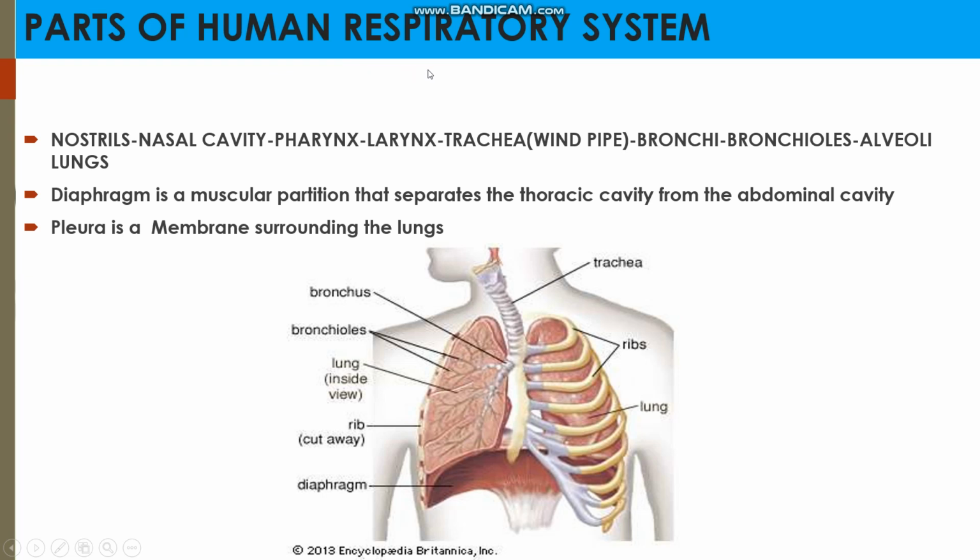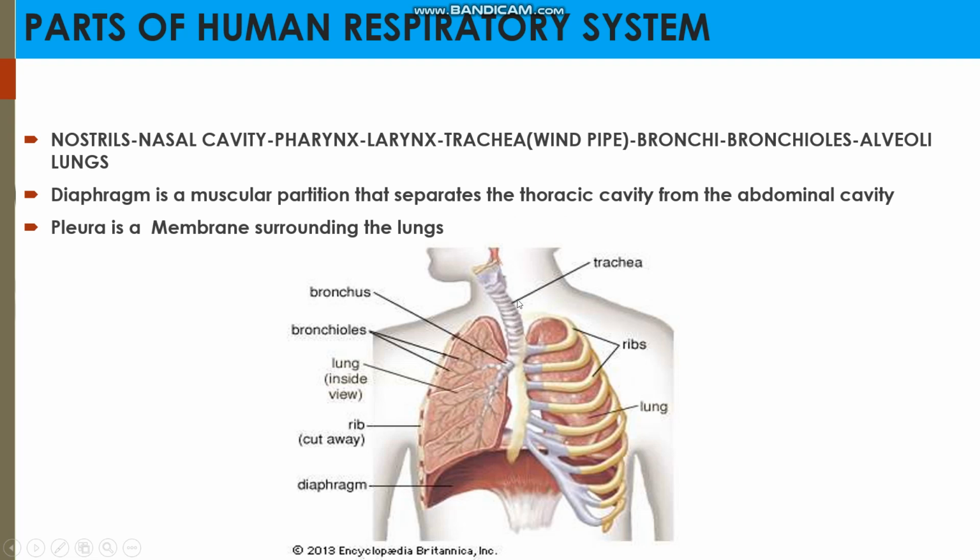Now what are the parts of human respiratory system? Last in the nutrition chapter you have learned the parts of human digestive system. Similarly here you have to learn the parts of human respiratory system, and this diagram is also very important. It starts with the nostrils, a pair of nostrils. The nostrils then lead into a cavity called nasal cavity. Nasal cavity then leads into the pharynx. Pharynx then opens into the larynx. Larynx is the initial enlarged portion of the trachea. Then it opens into the trachea or the windpipe.